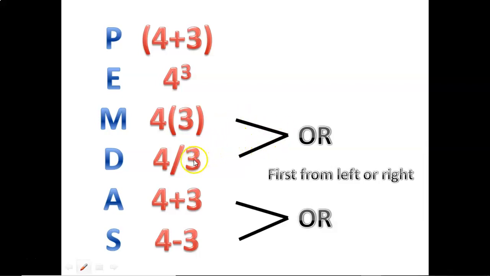So if division comes before multiplication, you're going to do that from left to right. And then your addition and subtraction, you do whatever's first from left to right. So if you had a problem and they wanted you to subtract first, that's what you do first.